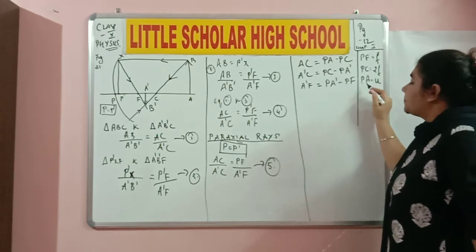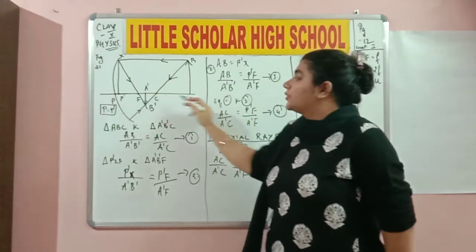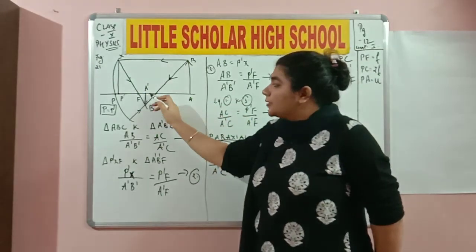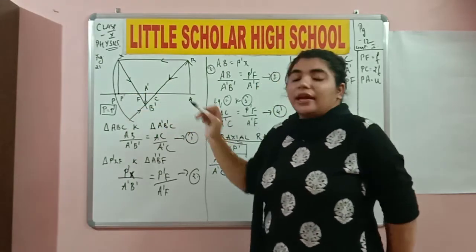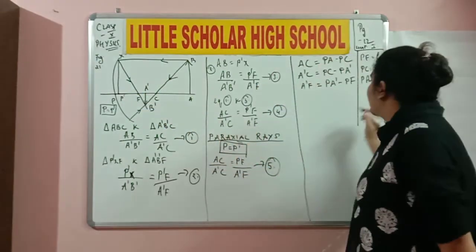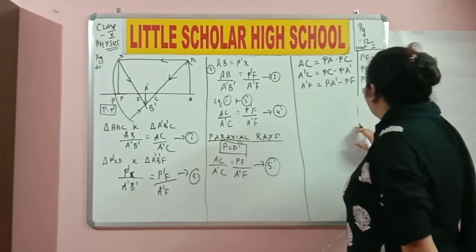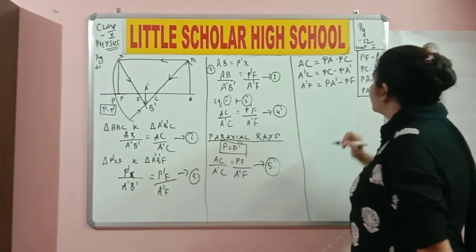Okay. What is PA over here, class? It is the object distance. So where is the image distance? At A dash, the image is being formed. So PA dash is my image distance. So I write it over here, PA dash is equal to V. Okay, you need to understand this part.